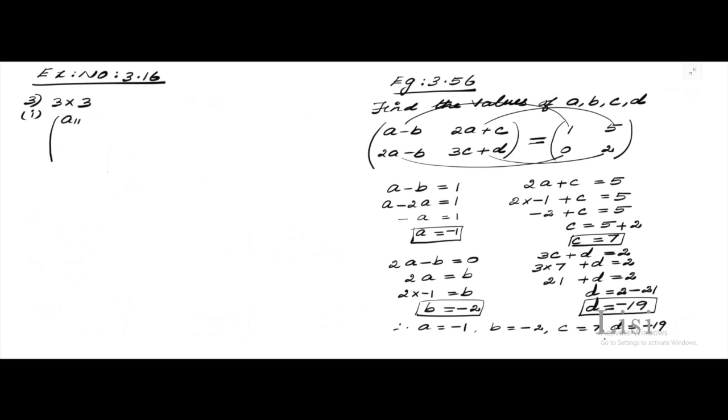So it is A11, A12, A13, A21, A22, A23, A31, A32, A33. Right? And whose elements are given by Aij is equal to determinant. We have to read this as determinant, determinant I minus 2j.